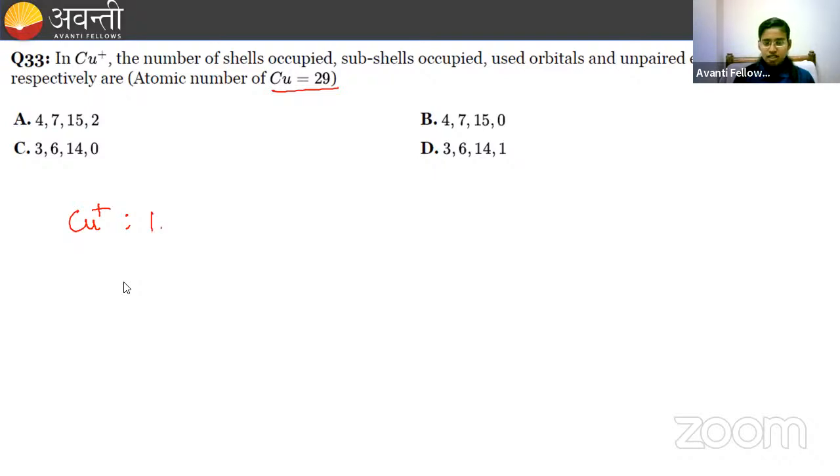Okay, let me write the configuration. 1s2, 2s2, 2p6, 3s2, 3p6, 4s0 and 3d10. So this is the configuration for copper plus. For copper it is 4s1 and 3d10, and for copper plus it is 4s0 and 3d10. So the one electron which is present in the 4s orbital will come out, giving rise to this configuration.